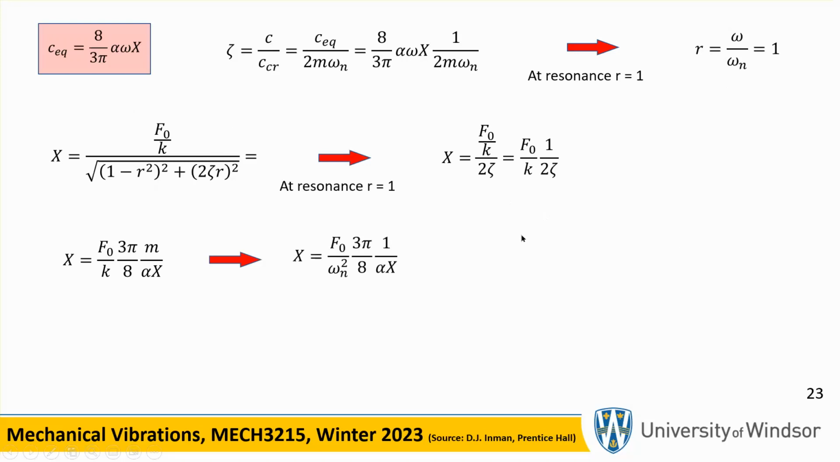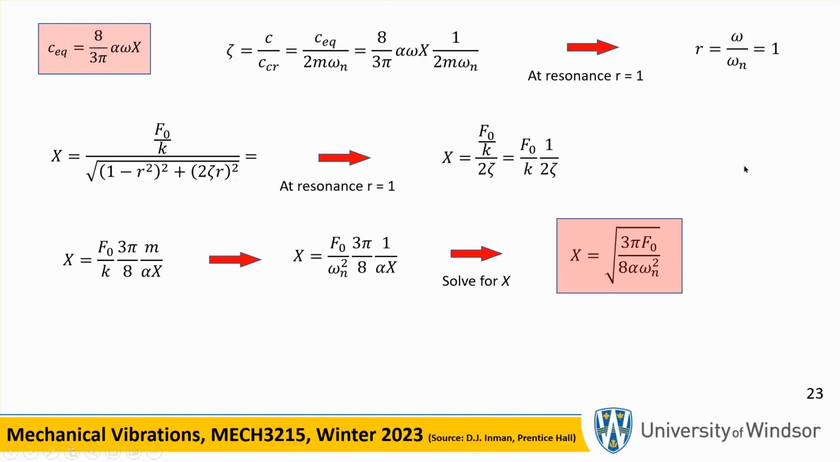Zeta is there, so plug it in. That thing up there just goes in here, and just clean it off. Big X is equal to the square root of 3 pi f naught over this. That was the question: what is the maximum amplitude at resonance? We were asked to find big X at r equal to 1, knowing that this is what zeta is, because we're dealing with the situation where the drag force is proportional to the square of the velocity.